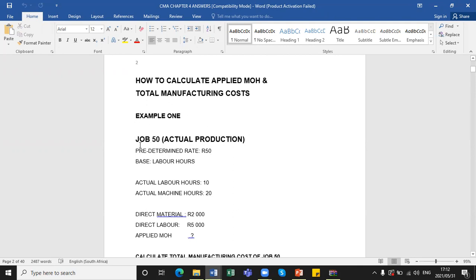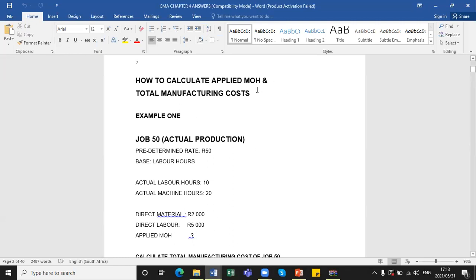Now, this is all the information regarding job 50, which means this is actual production. So the actual labor hours was 10. The actual machine hours used was 20. The actual labor cost was 2,000 Rand. The actual material cost was 2,000. The actual labor was 5,000. Now, if I was to ask you, can you calculate cost of production for job 50? No. Reason being, you only have 2 of the 3 cost components.